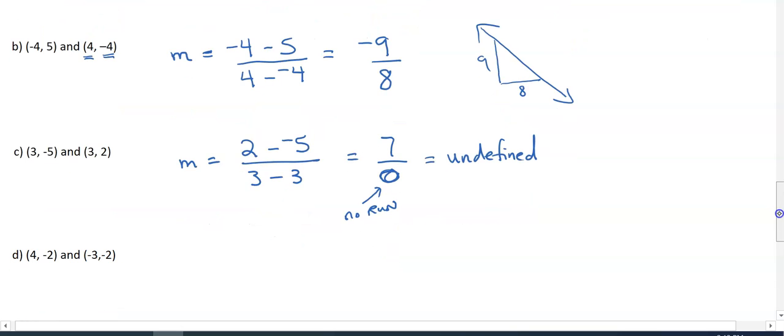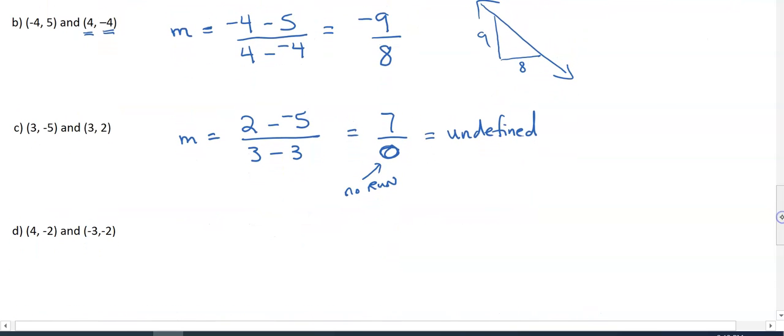defined operation in mathematics. And then this one here, I'm going to get negative 2, subtract negative 2, all over negative 3, subtract 4. And this time I'm going to get 0 over negative 7. And when I get 0 in the numerator, it means I have no rise. If I have no rise, that means I have a horizontal line or I have 0 slope. So if you get 0 in the denominator, it's undefined slope. If I get 0 in the numerator, it's 0 slope.